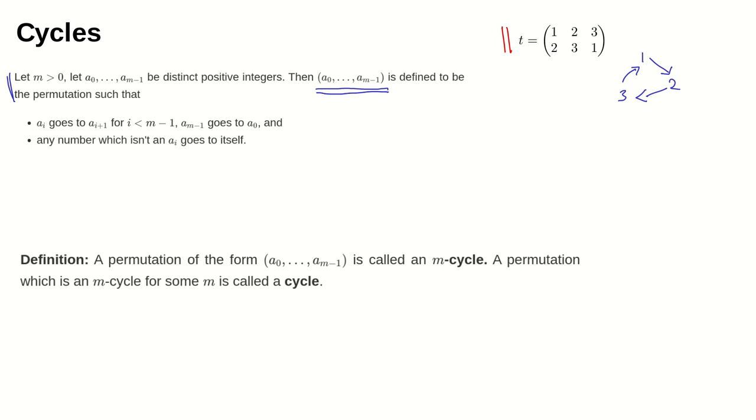So let's draw a diagram of what's going on. In the spirit of the diagram I already drew, what's happening is that a_0 is sent to a_1, a_1 is sent to a_2, a_2 is sent to a_3, and so on until we get to a_{m-1}, which is sent back to a_0. So when you reach the end of the cycle here, then you go back to the start.